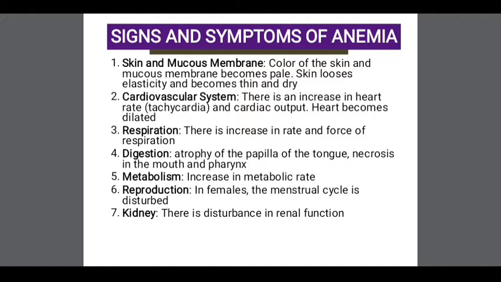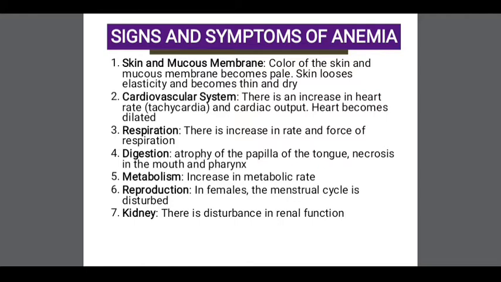So we're going to look at how anemia affects the different parts of the body and the features we see in these different areas. Okay, so number one, we see the skin and mucous membrane. Now what happens to the skin? The color of the skin and mucous membrane becomes pale. The skin loses elasticity and becomes thin and dry. And what happens in the cardiovascular system? There is an increase in heart rate, that is tachycardia. There's increase in heart rate and cardiac output.